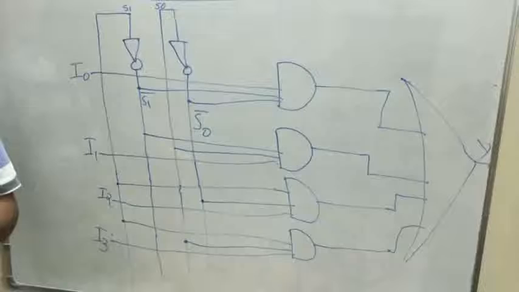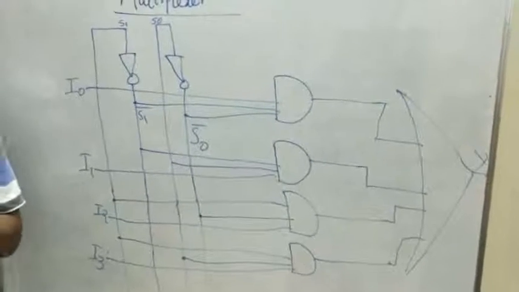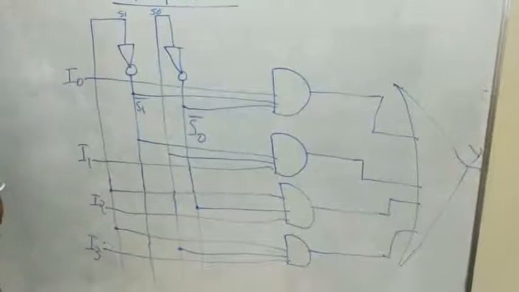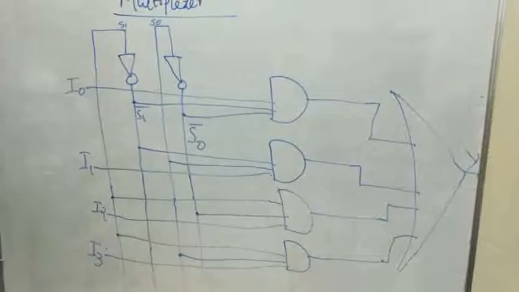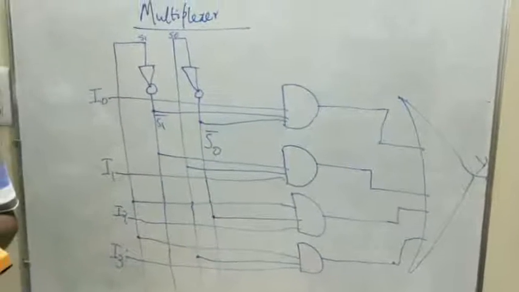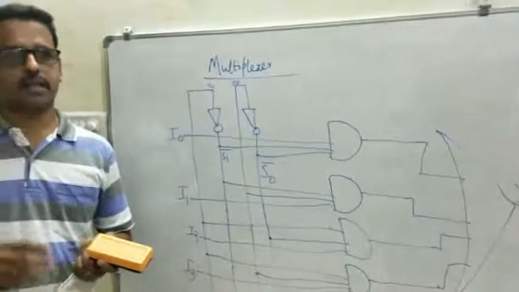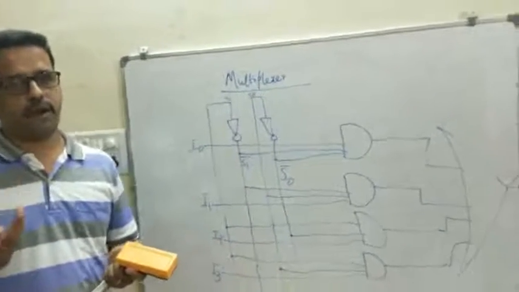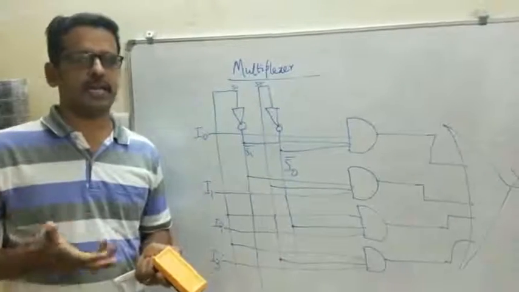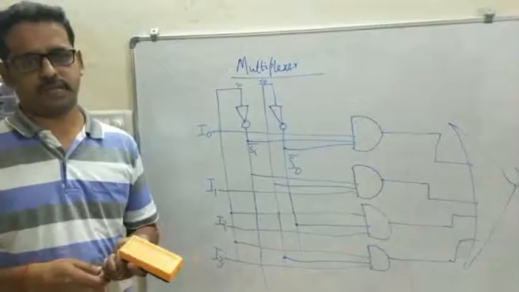If you want to design an 8x1 multiplexer, what do you need to do? You need to first draw the 3x8 decoder and combine the 8 outputs of the AND gates and give it as an input to a single OR gate. Okay, the output of the OR gate would be the output of our multiplexer. Similarly, you can design any combination of multiplexer.